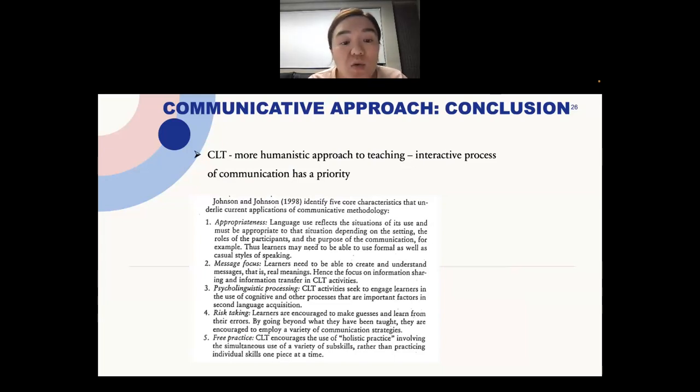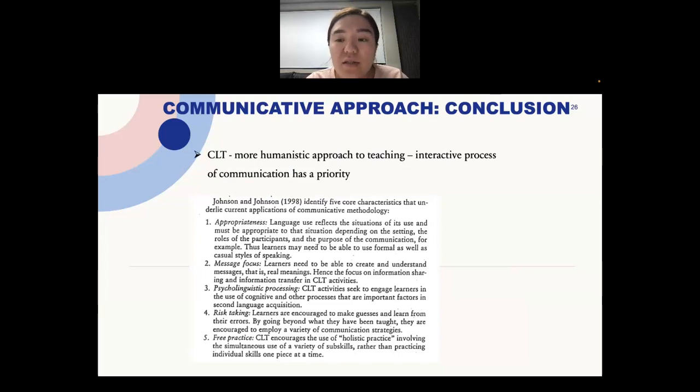For example, learners may need to be able to use formal as well as casual styles of speaking because of this appropriateness principle. Then we have message focus. Learners need to be able to create and understand messages, that is, real meanings. Hence, the focus on information sharing and information transfer in CLT activities.